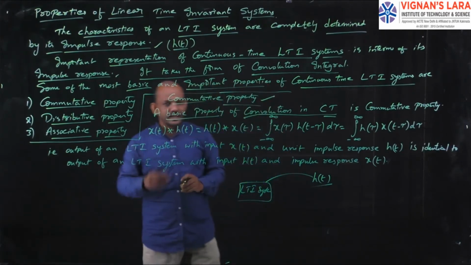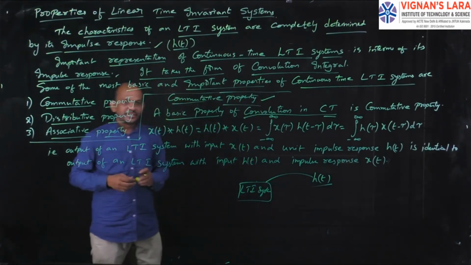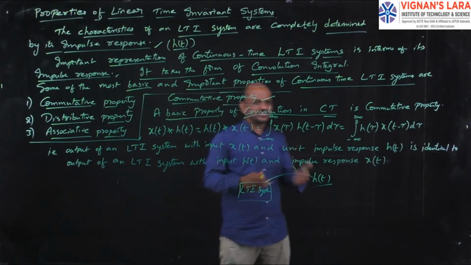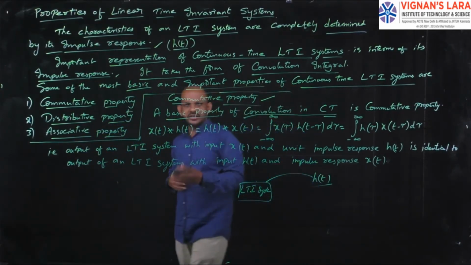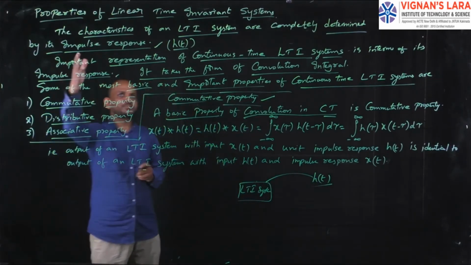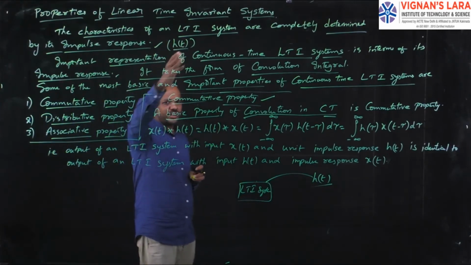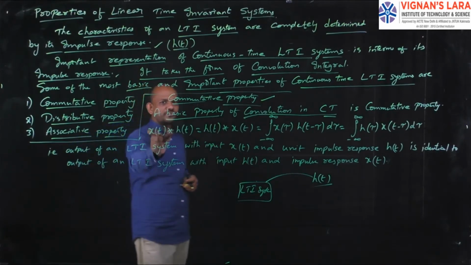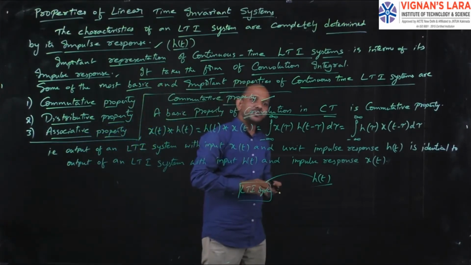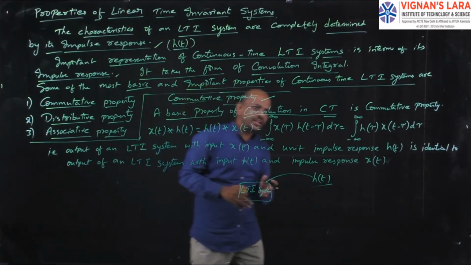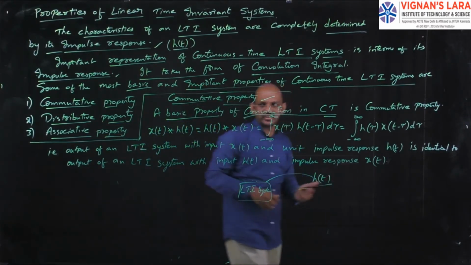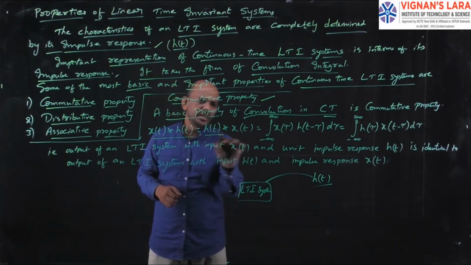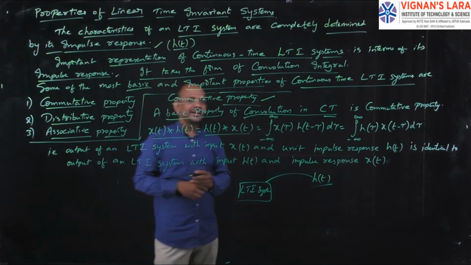Here I will consider the signal input as x of t, and the impulse response as h of t. I already told you, the impulse response of the system is represented with h of t. If the system has an input x of t, then x of t convolution h of t will be equal to h of t convolution x of t. Simple.